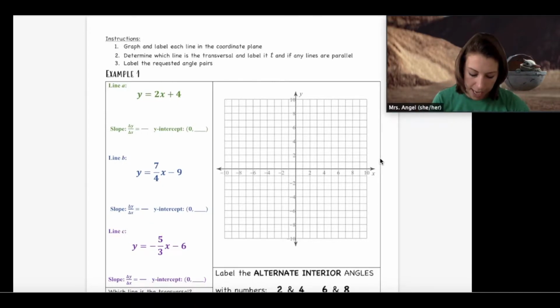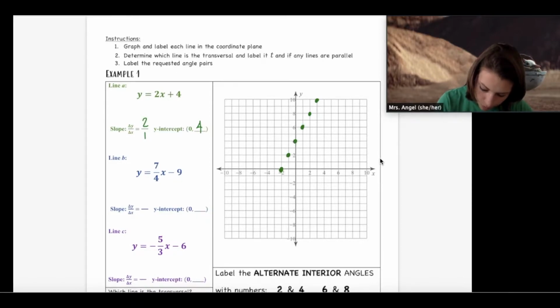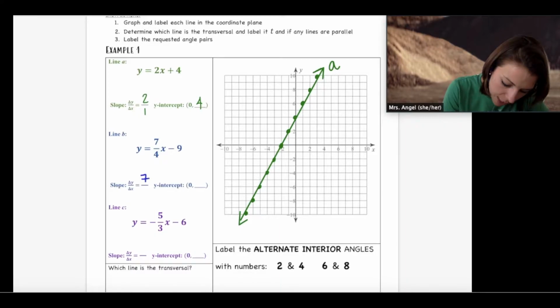Okay, line A, we have y equals 2x plus 4. Slope here would be 2 over 1, y-intercept (0, 4). I'm going to go ahead and graph. So now I'm going to graph line B. Line B has a slope of 7/4 and a y-intercept of -9. So here we go.